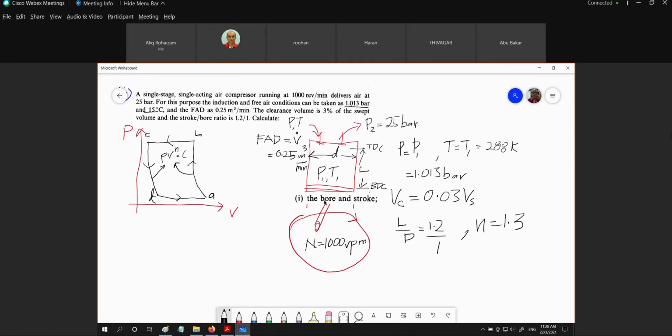The first question is to get the bore and stroke. So how do we get the bore and stroke? What is the guide that we can get the bore and stroke from? The bore and stroke can only be obtained from the swept volume, where Vs is equal to pi d.